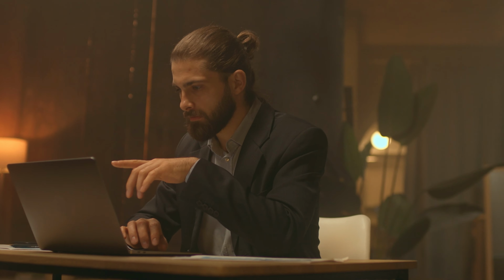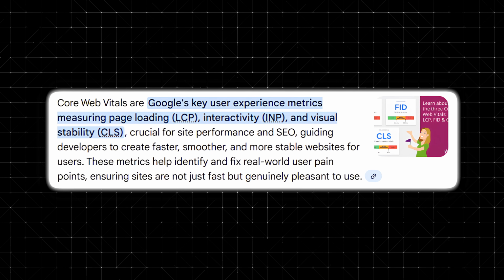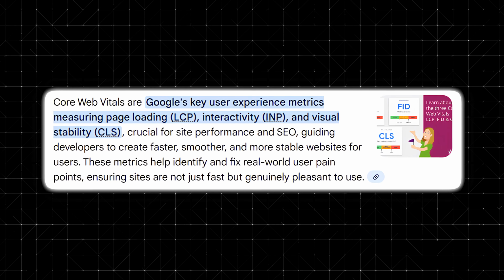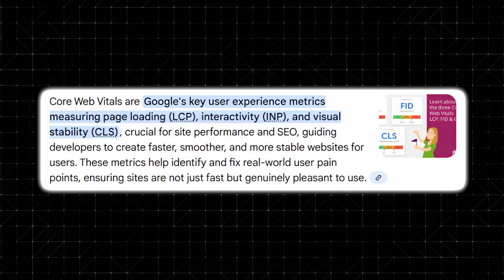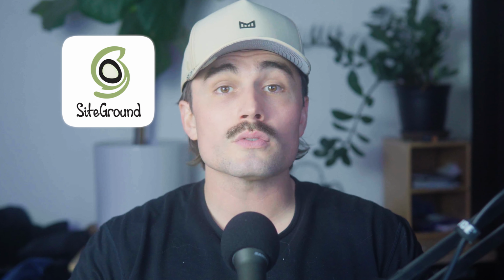Why speed matters. Visitors expect websites to load quickly. If your page takes more than a couple of seconds to appear, people might leave and never return. Speed also influences search engine rankings. Google uses metrics called Core Web Vitals, things like largest contentful paint and cumulative layout shift, to measure user experience. A faster site gives you a better chance of climbing search results and keeping visitors engaged. Thankfully, SiteGround's tools can help.